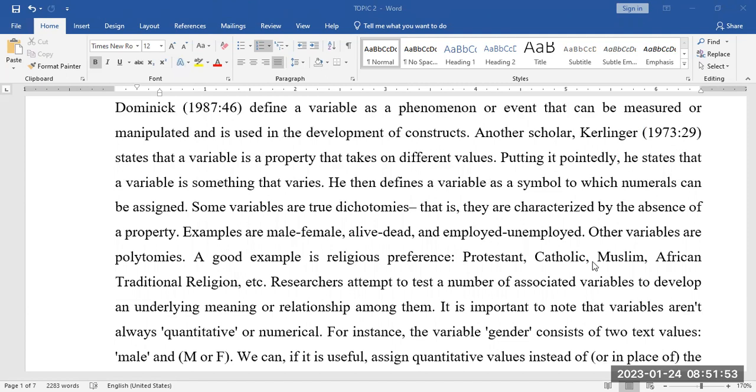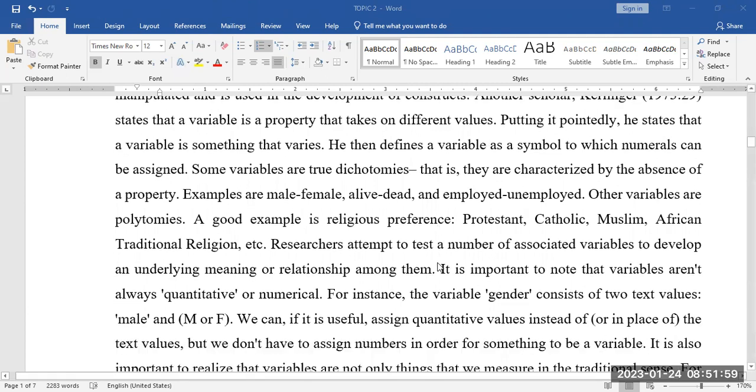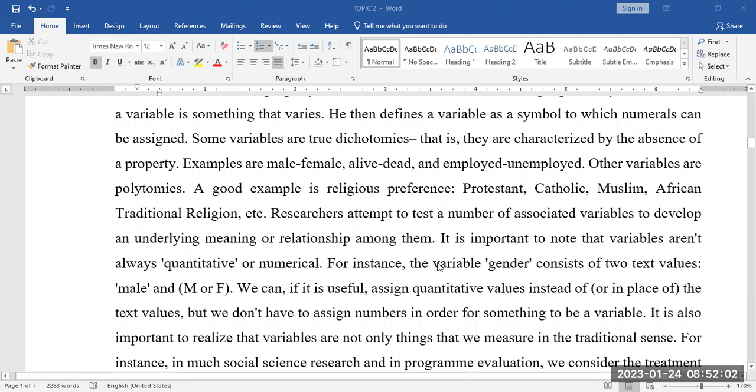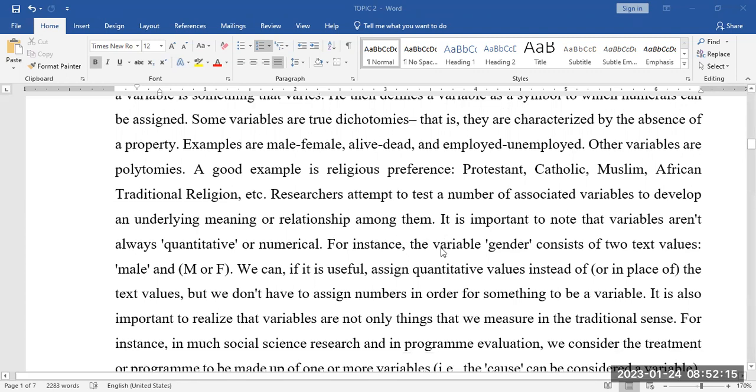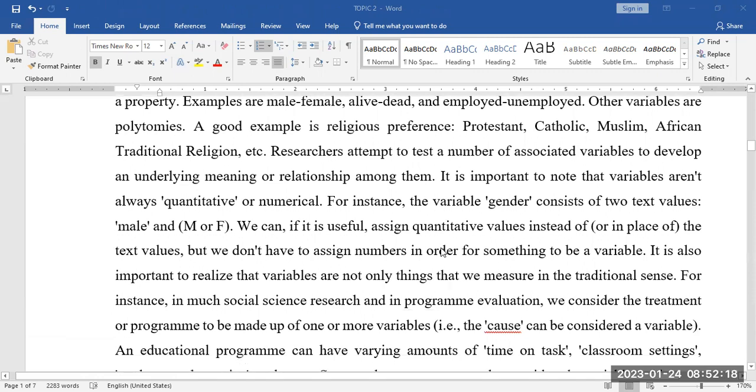Other variables are polytomies. A good example is religious preference. For example, Protestant, Catholic, Muslim, African traditional religion, etc. So research attempts to test a number of associated variables to develop an underlying meaning or relationship among them. So it is very important to note that variables are not always quantitative or numerical. Last week we said that quantitative is something that can take numerical values. So variables are not only those things that can take numerical values. For instance, the variable gender consists of two text values. You are either a male or a female.